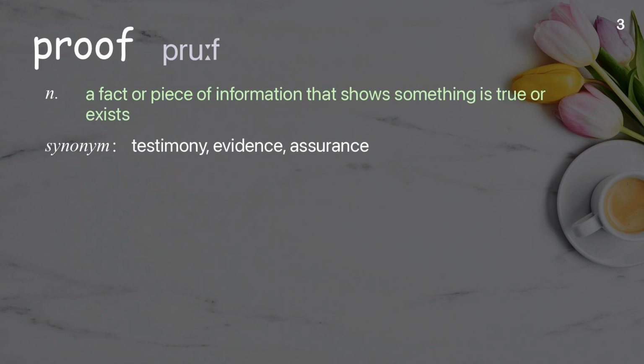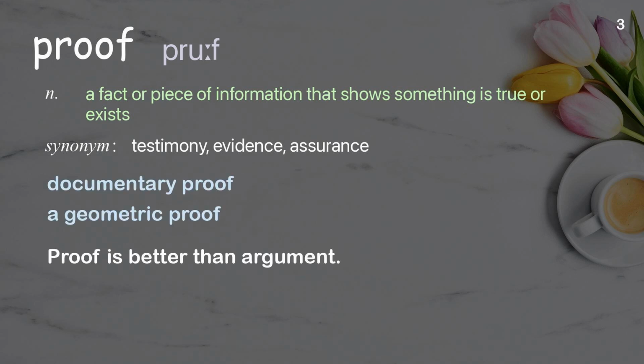Proof. A fact or piece of information that shows something is true or exists. Examples: Documentary proof. A geometric proof. Proof is better than argument.